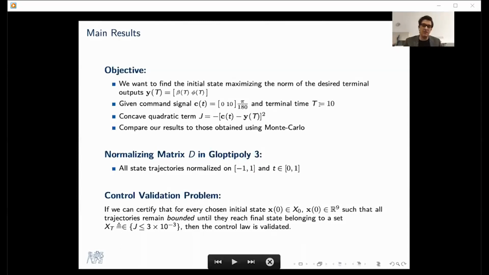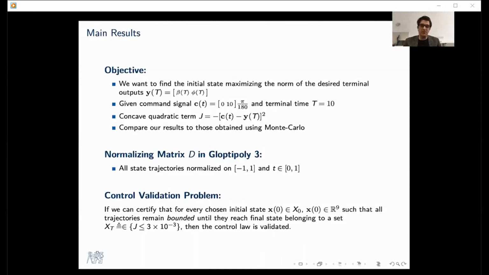And we also use this concave quadratic term. And what we're going to do in the end is compare our results to those obtained using Monte Carlo. We use a normalizing matrix D inside of GloptiPoly 3 to avoid ill-posedness. And with that in mind, we can finally state our control validation problem.